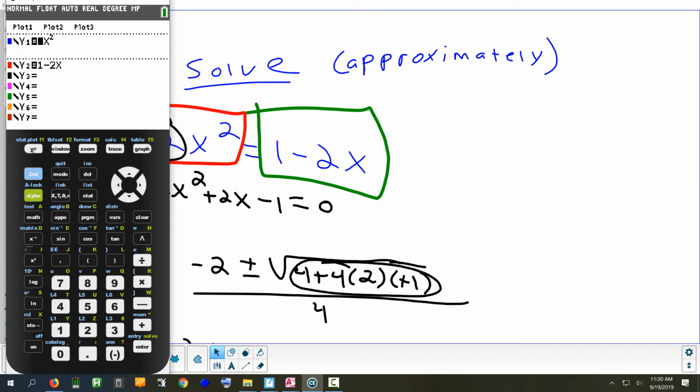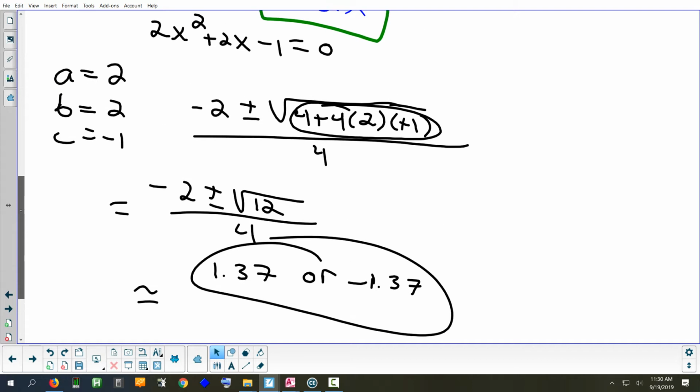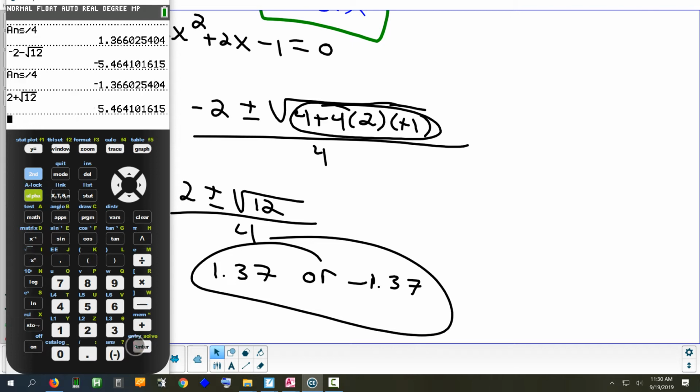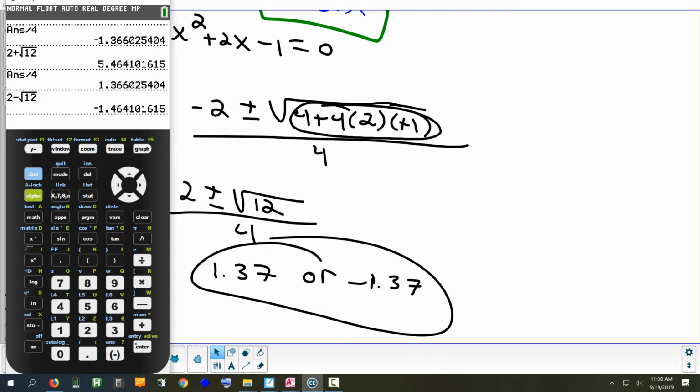Do we get one that's a little 2x squared and 1 minus 2x? Let me just double check my arithmetic, make sure I did everything right. Let's do 2 plus square root of 12 divided by 4. So yeah, we should get one answer at 1.37, and the other one should be negative 1.37. Are we getting something different? Yeah, you put negative minus, so that's probably why. That's more accurate.